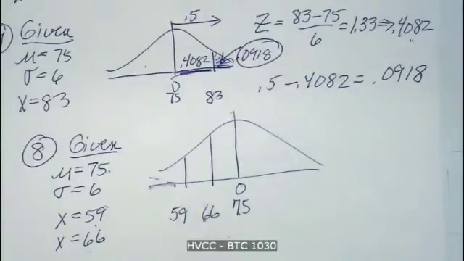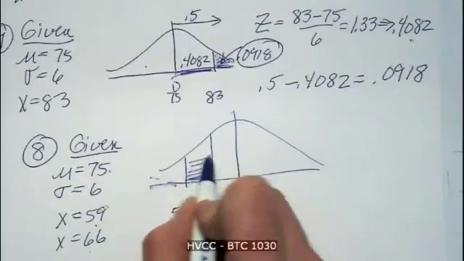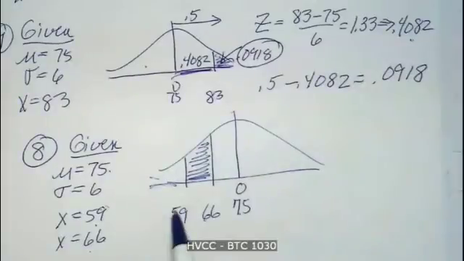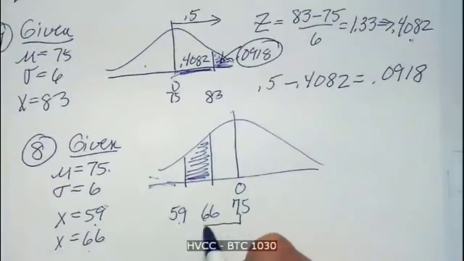Now, let's read the question again. What percent of the factory workers can assemble the parts between 59 and 66? Between 59 and 66. So should I shade A, B, C, or D? Well, right now you're getting good at it, and you say B, right in here. That's got to be my answer, between 59 and 66. Okay. Well, I gave you 2 x's. That means you have to calculate 2 z's because we start from the center line out.